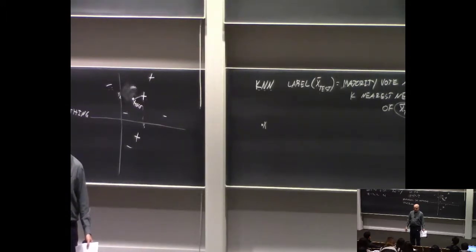Before you do cross-validation, I'd like to understand the trade-offs that are involved in making k larger or smaller.